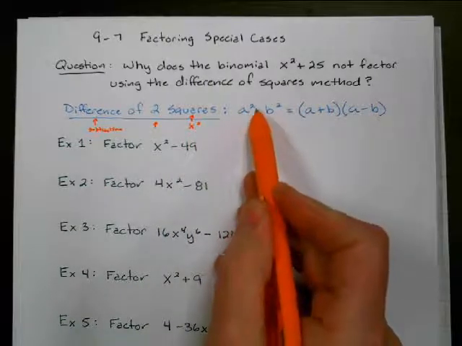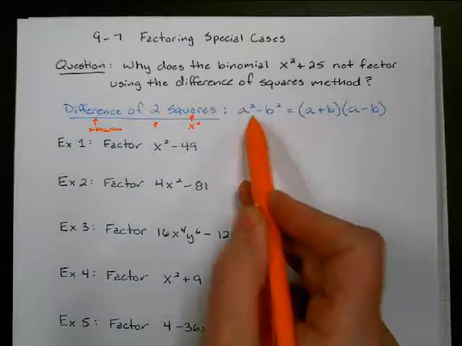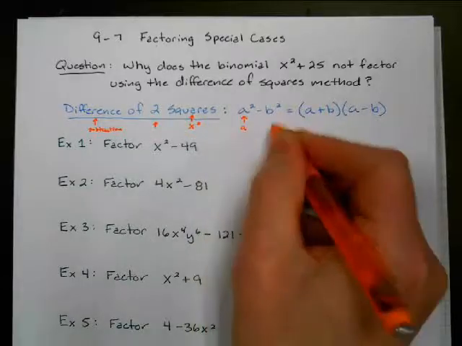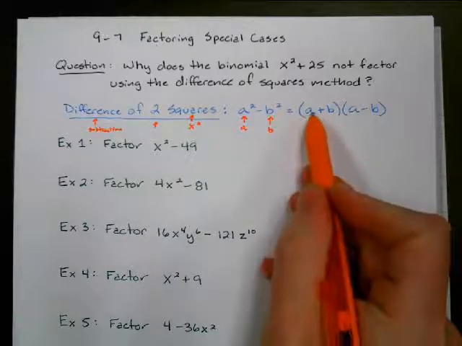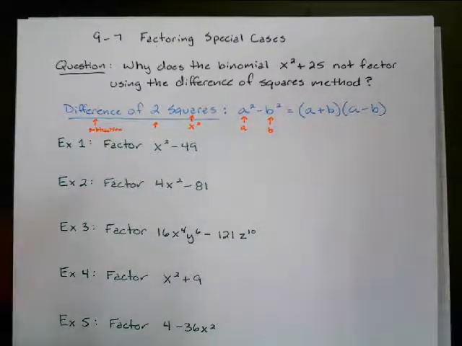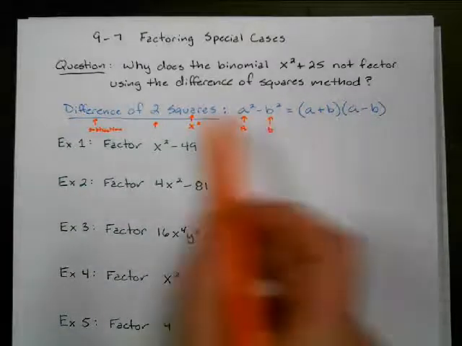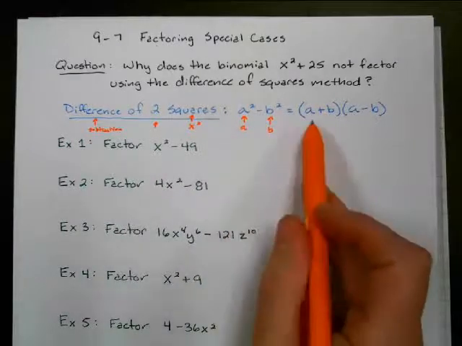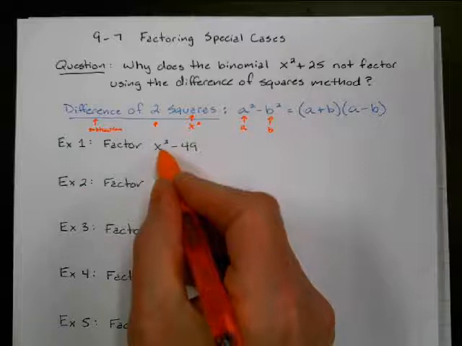So that would be something like a squared minus b squared. The pattern is that anytime you have a squared minus b squared, where a squared is the perfect square of a and b squared is the perfect square of b, what you would do is a plus b, a minus b. That's the pattern. If this is a perfect square and this is a perfect square and they're the difference, meaning there's subtraction going on, then we can split it up into a plus b times a minus b.